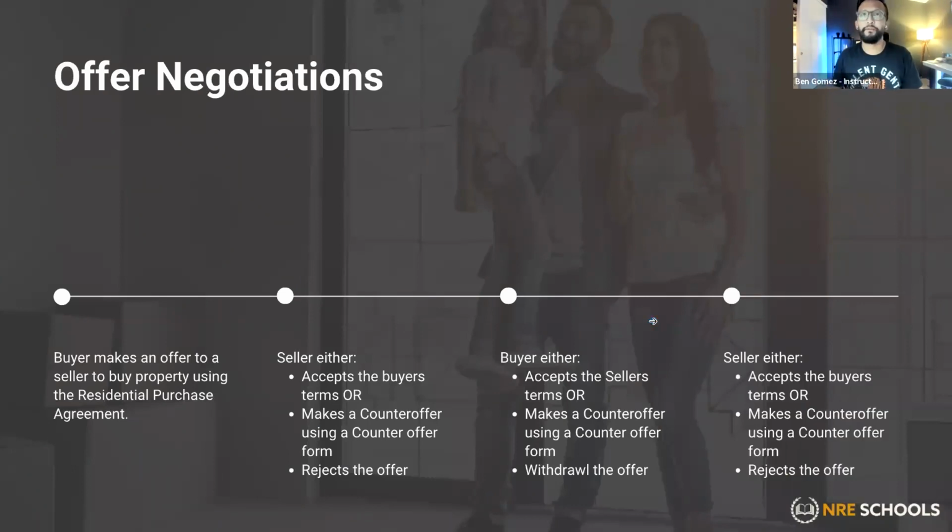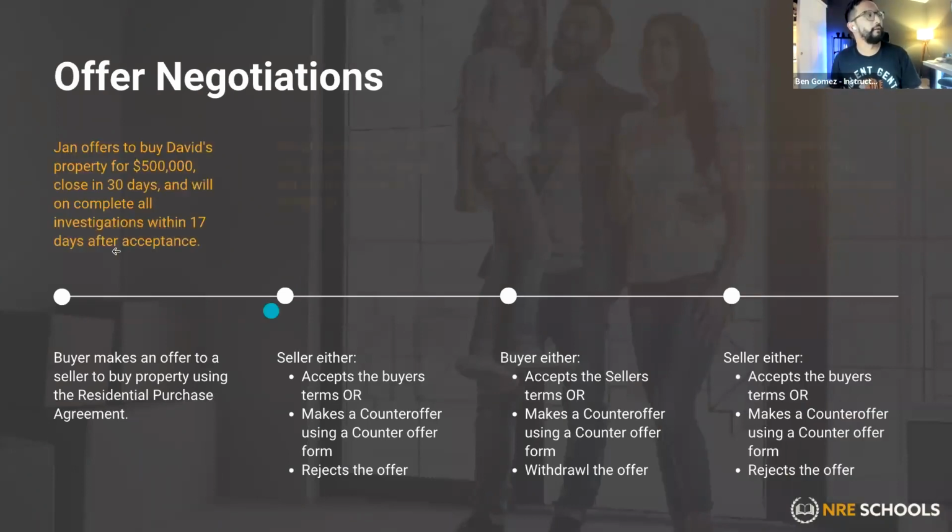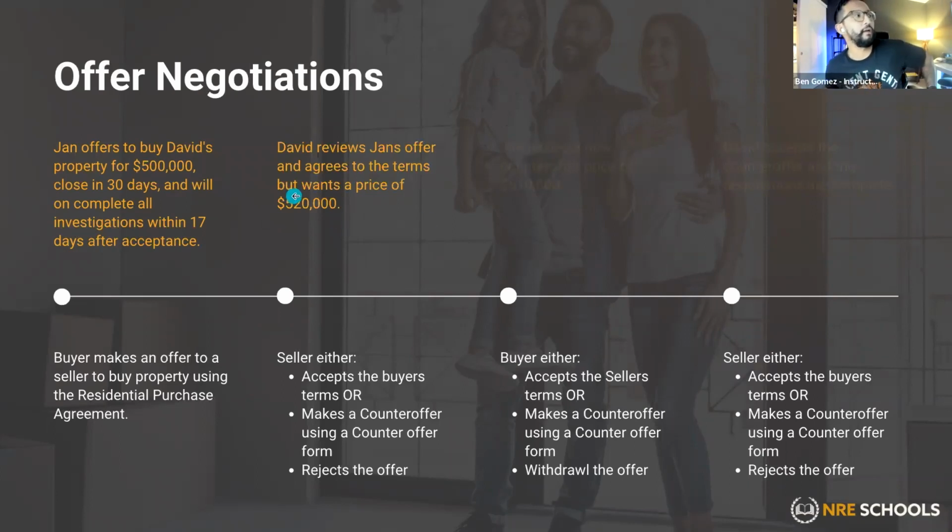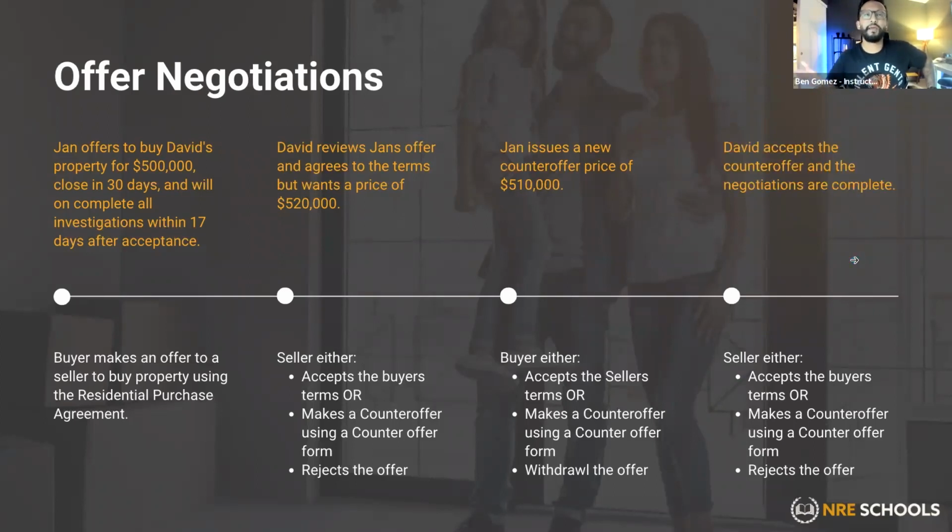And so on and so on. So Jan offers to buy David's property for $500,000, close in 30 days, and will complete all investigations in 17 days. David reviews the offer and agrees to the terms, but he wants a price of $520,000. Jan issues a counter offer price of $510,000. David accepts, and all the negotiations are now complete.